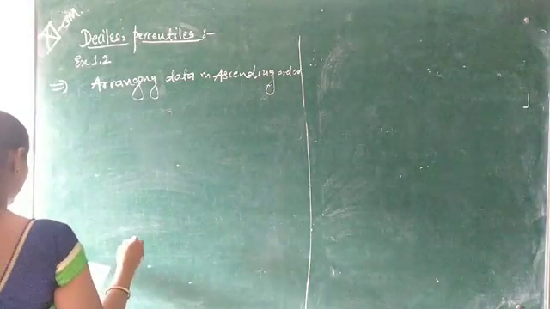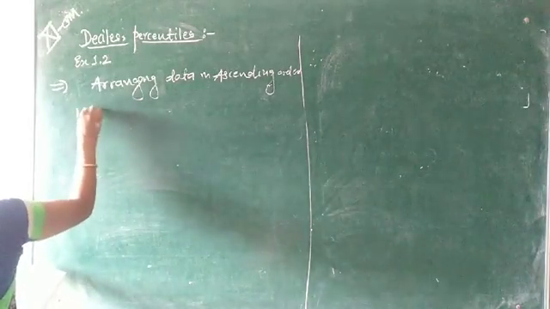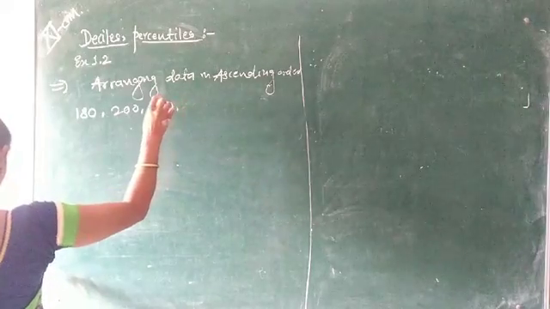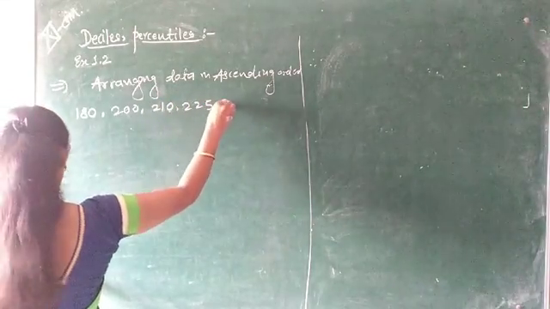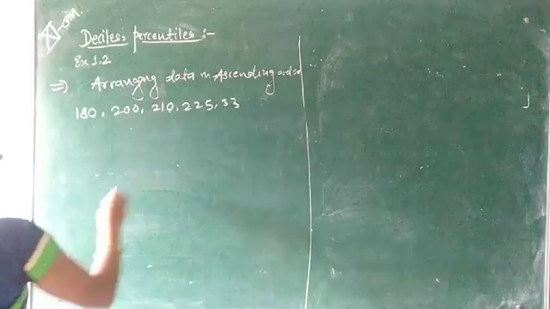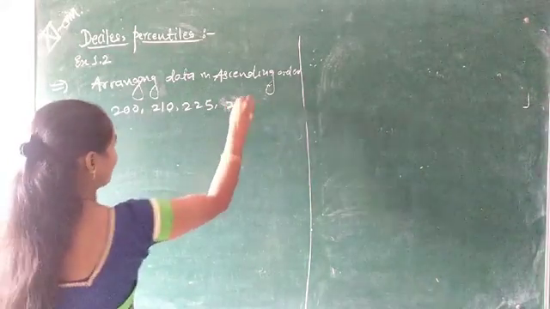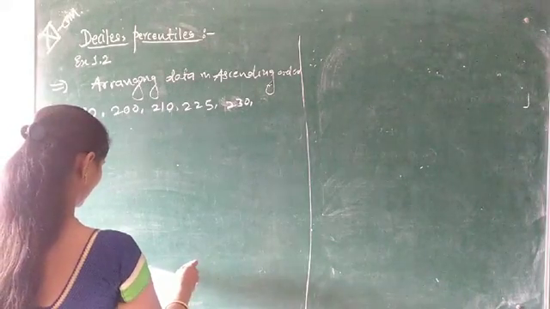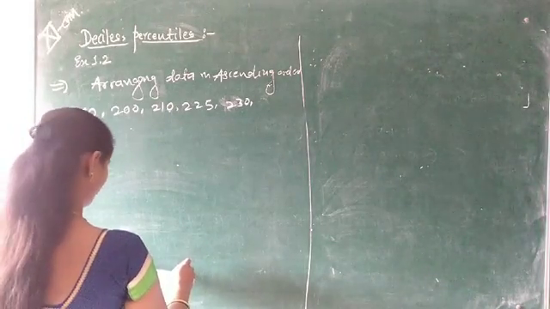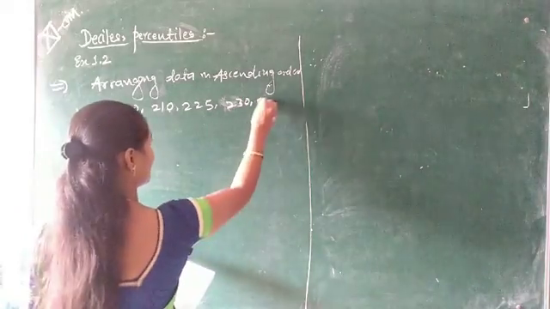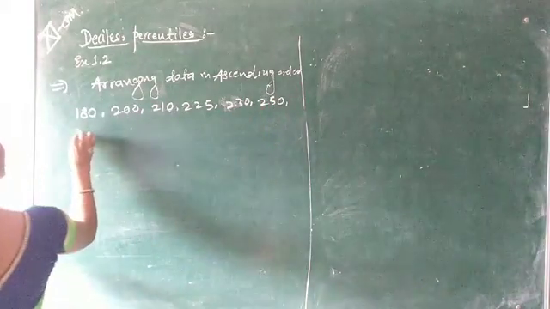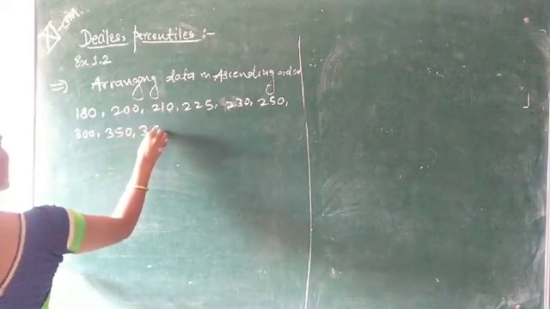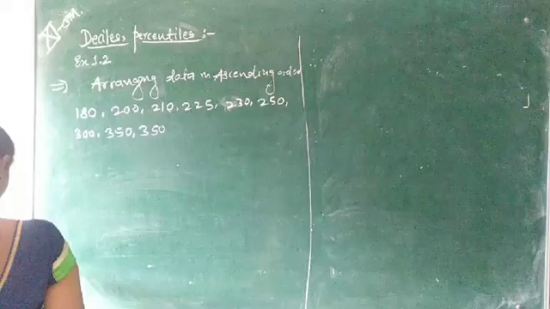The smallest observation is 180. Next one is 200. Then 210, 225, then 230. After 225 and 230, it is 250, 300. Next one is 350. Again here it is 350.